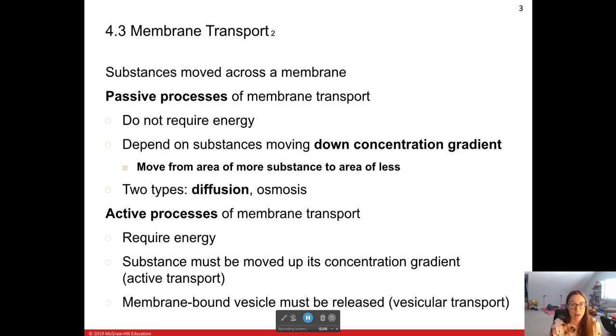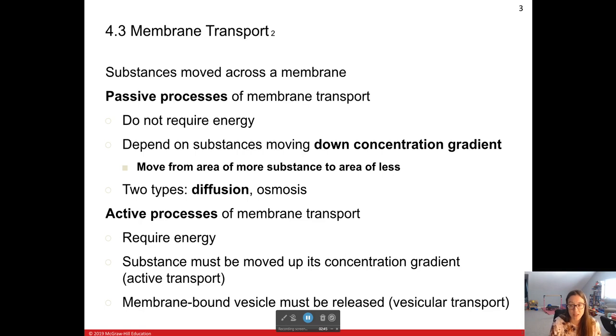So remember, once again, passive processes do not require energy, and they depend on substances moving down their concentration gradient. And that means they're moving from an area of more substance to an area of less. And remember, this ties into one of our key concepts of physiology, which is flow down gradients. So in general, things are going to move from an area of high concentration to an area of low concentration. Things will move from an area of high heat to an area of low heat. And things move from areas of high pressure to areas of low pressure. So that's something that we'll see repeated again and again in physiology.